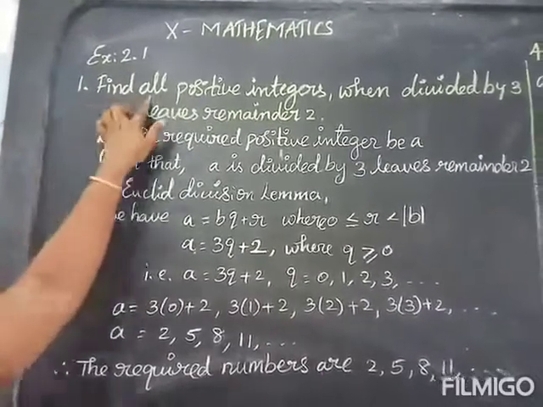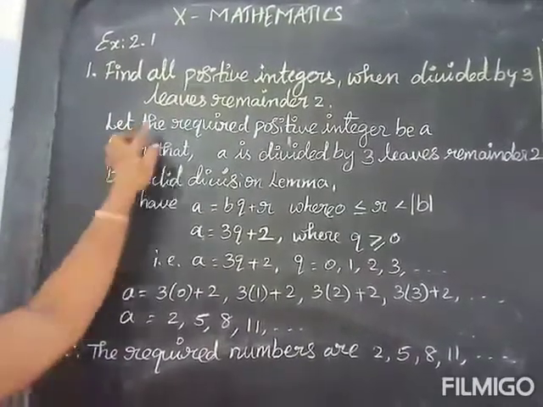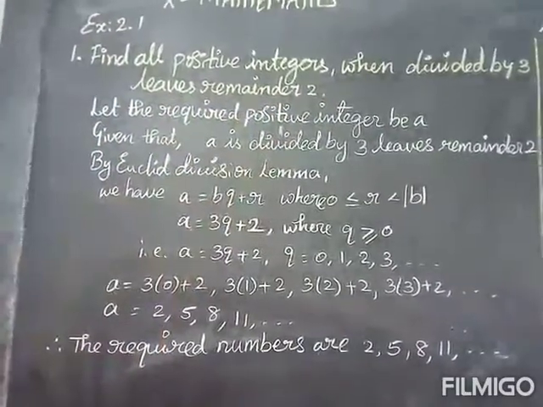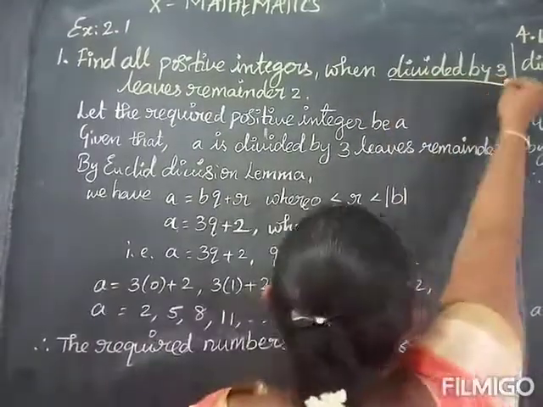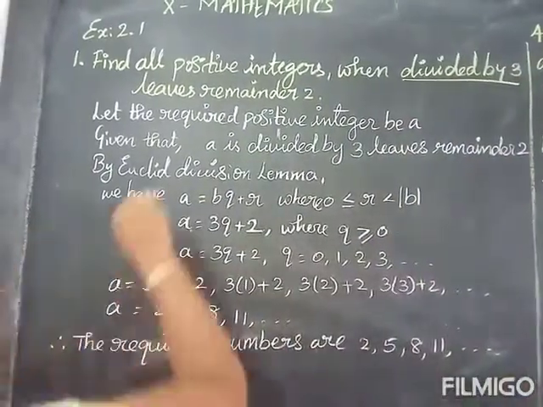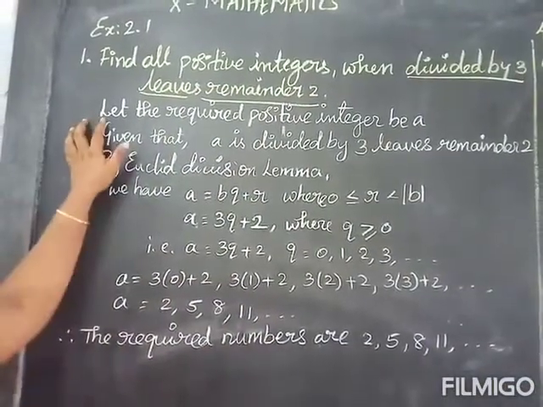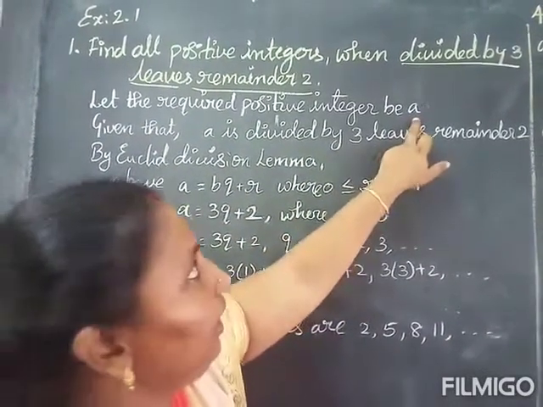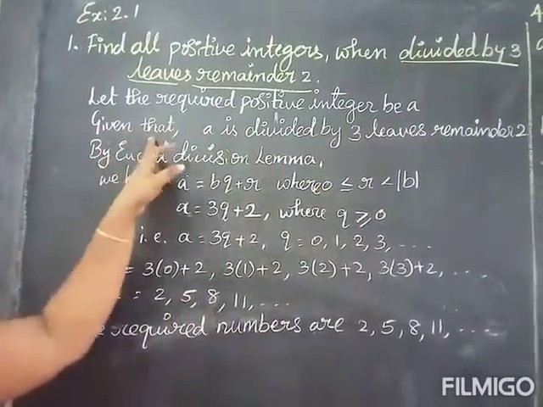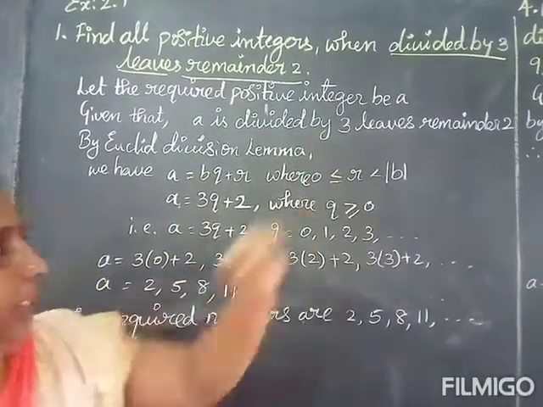First one, find all positive integers which, when divided by 3, leave the remainder 2. So we are going to find the positive integers which, when divided by 3, leave the remainder 2. Okay, so here let the required positive integer be a. Given that the number a is divided by 3 and leaves remainder 2.